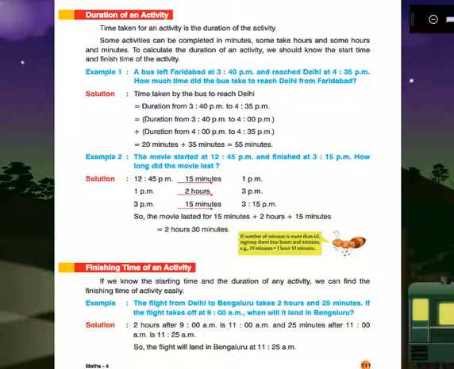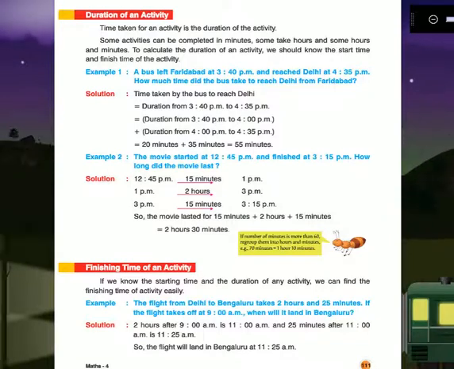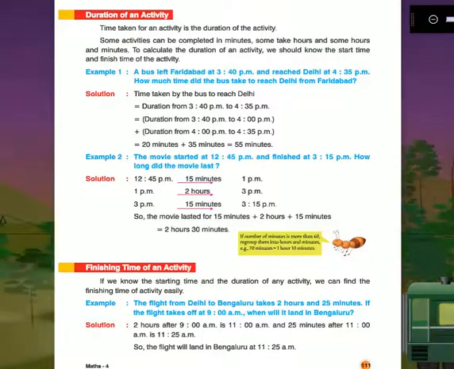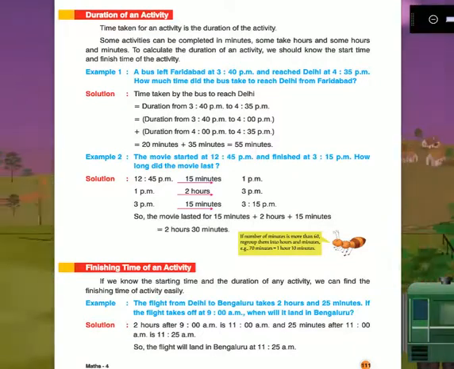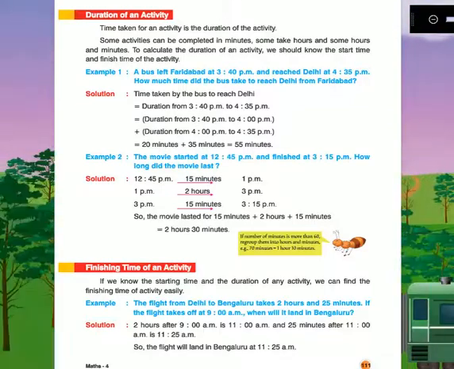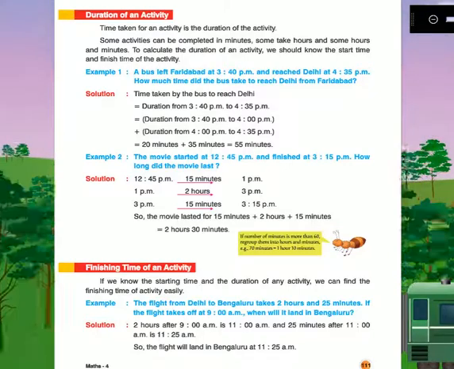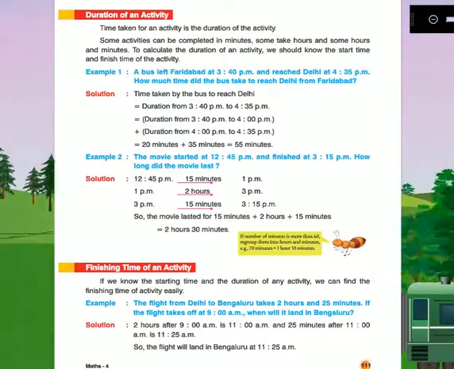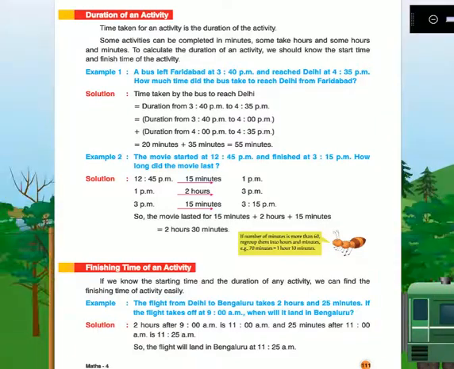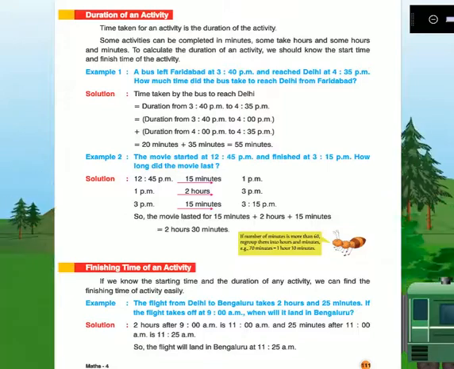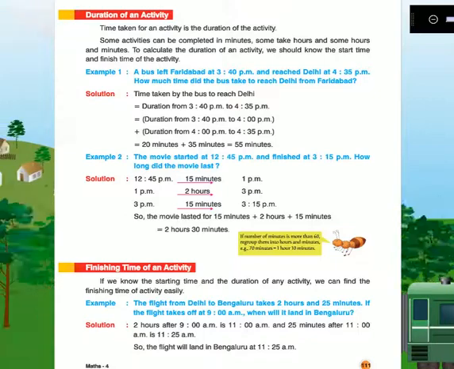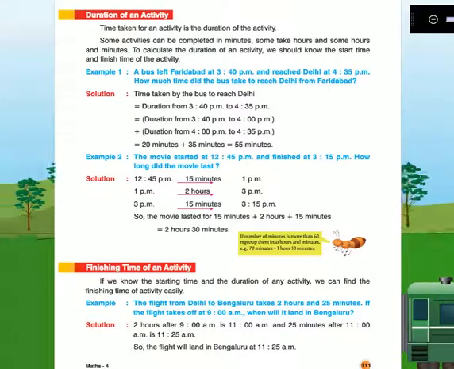Solution: time taken by the bus to reach Delhi is the duration from 3:40 p.m. to 4:35 p.m., which is equal to the duration from 3:40 p.m. to 4 p.m. plus the duration from 4 p.m. to 4:35 p.m., which is 20 minutes plus 35 minutes, that is 55 minutes. Do the rest of the sum for yourself. If the number of minutes is more than 60, regroup them into hours and minutes. For example, 70 minutes is equal to 1 hour 10 minutes.